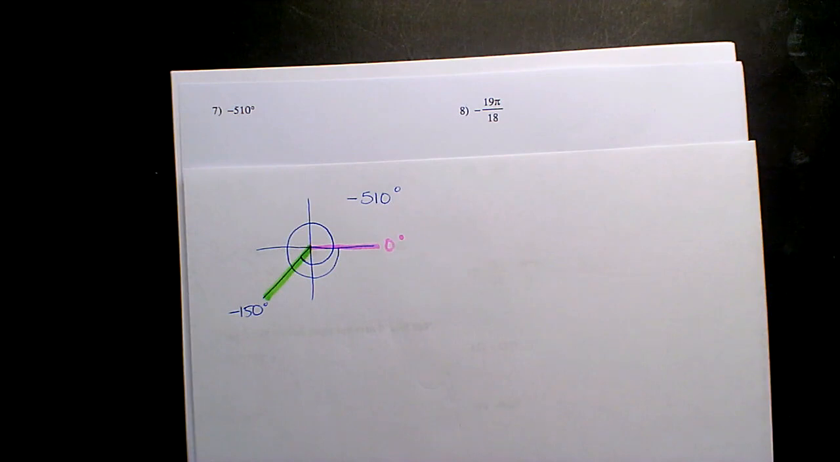No, we already have negative 150. Give me the positive coterminal. Oh, so you already got negative covered. I want the positive. What's the positive? 150 would be there. It has to land there, you guys. It has to start at pink. It has to land on the green, or it's not coterminal.